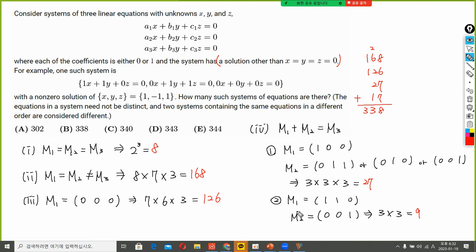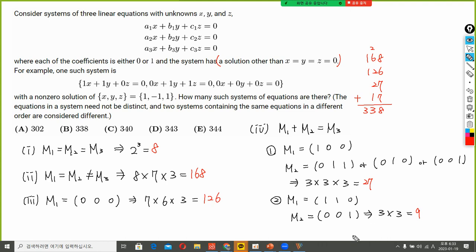Or the first set of coefficients contains two 1s and one 0. The second set should be 0 0 1, because we cannot make 1 here because 1 plus 1 becomes 2, and 2 cannot be the coefficient of M3. So that's why if M1 contains 1, M2 should be 0. So in this case, for the M1 and M2 set, the case is 1, and then this 0 can move. So M1 can be 1 1 0 or 1 0 1 or 0 1 1. So that's why there are 3 cases here.